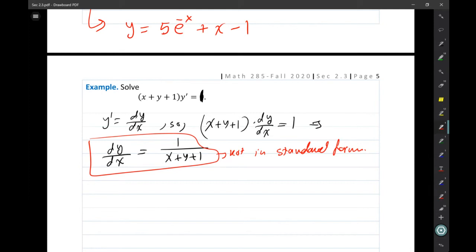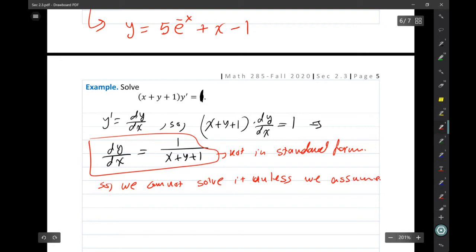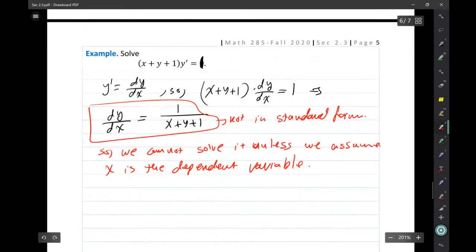What do I have to do now here? Who can tell me? Not in the standard form, so we cannot solve it unless we assume x is the dependent variable. What does it mean that x is the dependent variable? It means reverse it, make the reciprocal for this one.